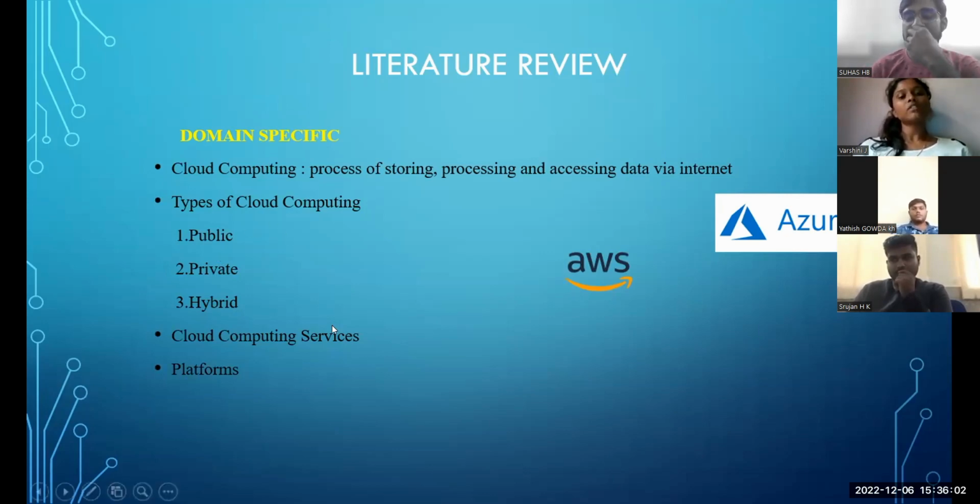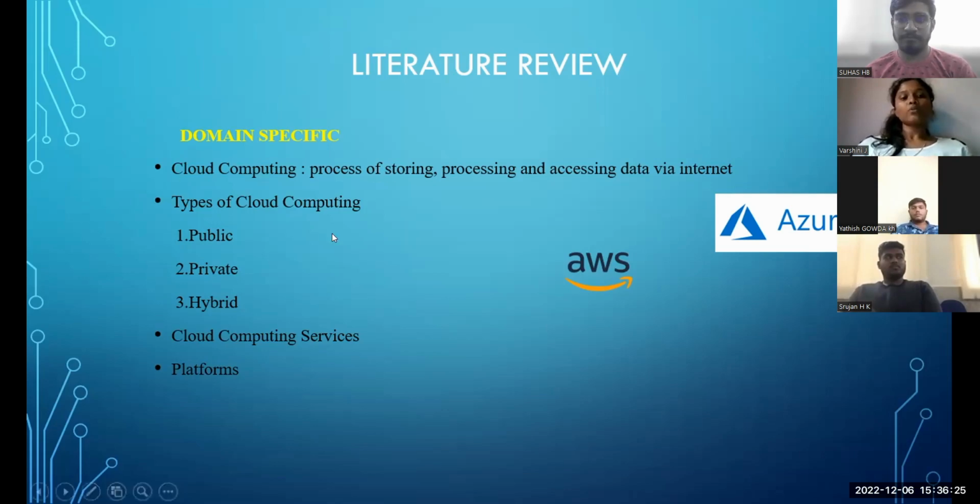Then, based on the access, we have types of cloud computing like public, private, and hybrid cloud. As the name indicates, public means it gives access to everyone. For example, take Google. Google provides access to information to everyone. As the name indicates, public is less secure.